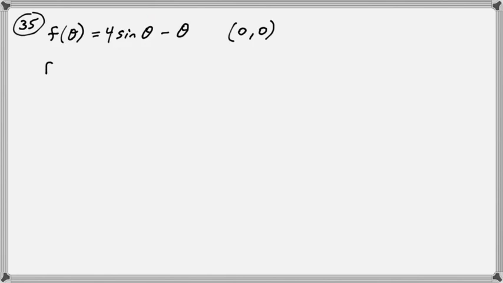For 35, first thing I'm going to do is find the derivative, and I'm going to indicate it by f prime of theta. 4 is a constant factor. The derivative of sine is cosine. The derivative of theta with respect to theta would be 1. Just think of it like an x or a variable. So you have 4 cosine minus 1.